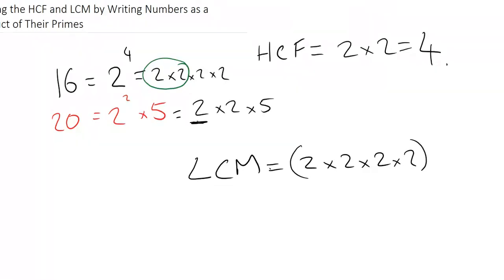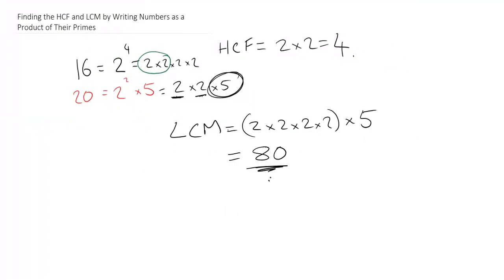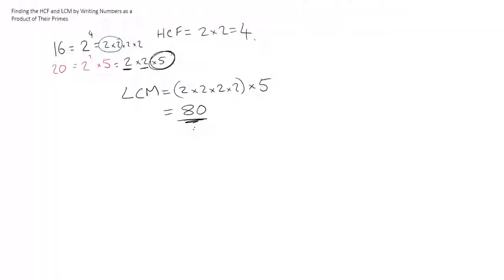Now, we've already used 2 2s at least. In fact, we've used 4, but we've definitely used 2 2s. So we haven't yet used this 5. So what we're going to do is times that by 5. And this will give us our answer. So 2 times 2 times 2 times 2 is 16, as we know, times 5, well, the LCM is going to be 80. So that's our method for finding the LCM. We can find that and the HCF by looking at the numbers as a product of their primes.